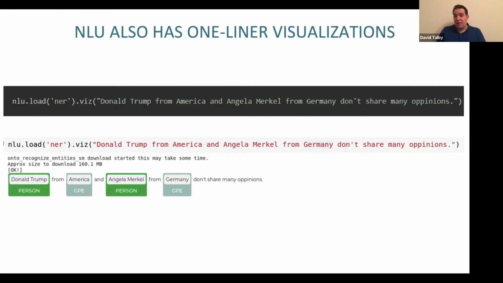Other than actually doing that, NLU includes some other interesting things. One thing is visualizations. So for example, if instead of NLU.load predict, you do NLU.load viz for visualize, for named entity recognition tasks and models, you get this kind of visualization that you see on the screen. So you get Donald Trump from America and Arjun from Germany, and you see it actually visualized in your notebook. Or of course, you can use it in a web application if that's what you need.